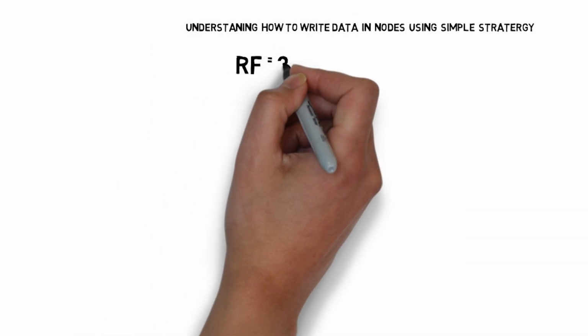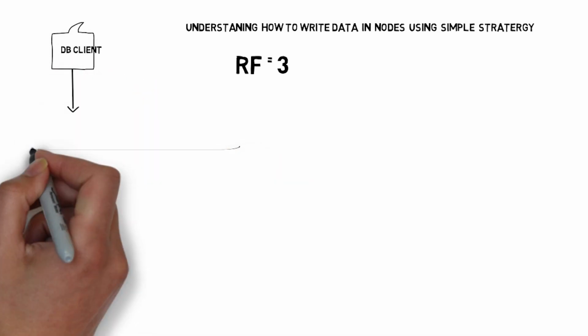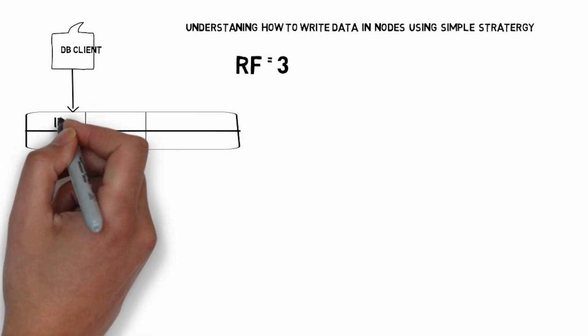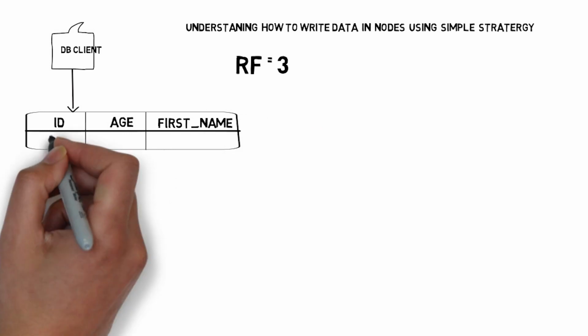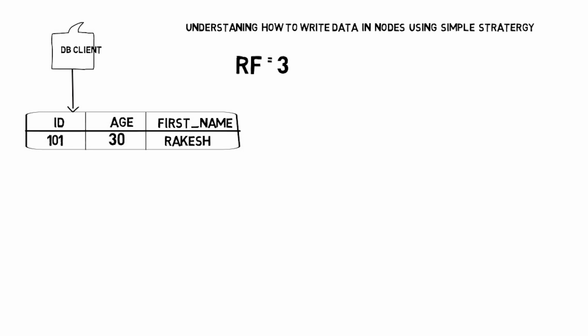Now let's understand how exactly Cassandra writes the data into the cluster using the simple strategy replication method. Let's say, for example, I have set my replication factor as 3 and I have one client called client 1. This client wants to write one row, as you can see on your screen, in which I have 3 columns. The first column is your ID, the second column is your age, and the third column is your name. This row I want to write in my cluster.